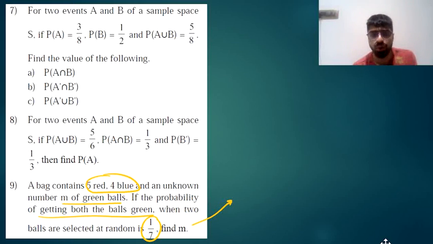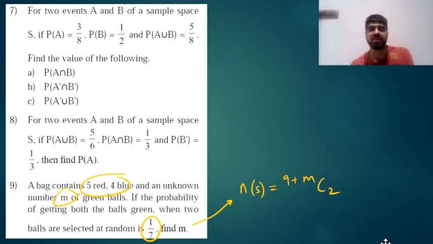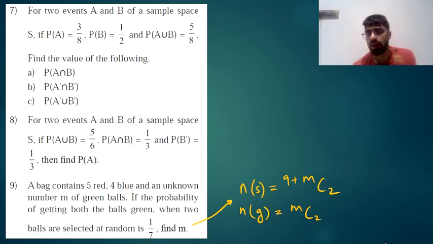So in the bag, we have a total of 5, 4 and m balls, out of which we are selecting 2 balls. So the sample space will contain 5 plus 4, which is 9, plus m, C2 possibilities, because we are selecting 2 out of these many balls. The number of selections are (9 plus m) C2, and the number of ways by which we can select green balls is going to be mC2 ways, because 2 balls out of m green balls can be selected in mC2 ways, and the probability has been given to us as 1 upon 7.